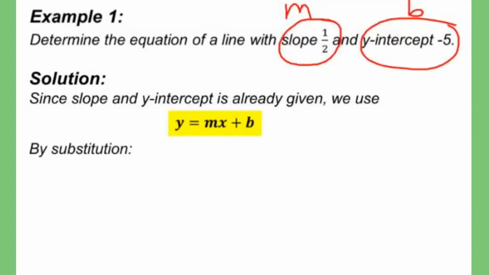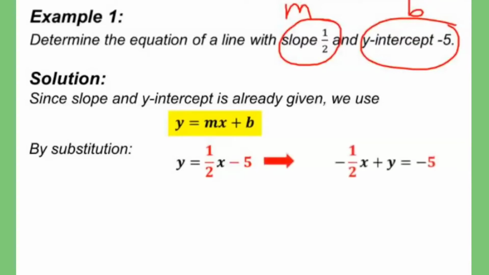And by substitution, y is equal to m will become 1/2. We just copy the variable x. And b will become -5. If the equation required is in slope-intercept form, this equation y is equal to 1/2 x minus 5 is already our answer. However, if the required equation is in standard form, kailangan nating i-manipulate ng konti ang ating equation.